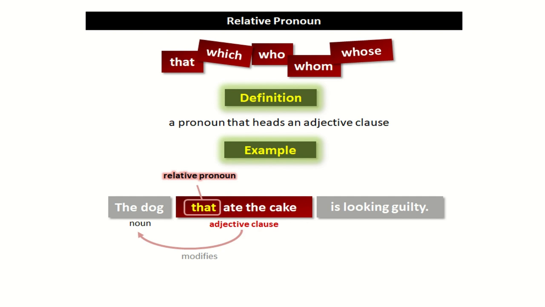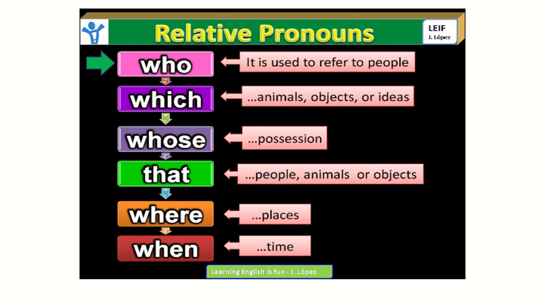The dog that ate the cake is looking guilty. The dog, this is the noun that I want to modify. That ate the cake, this is my relative or adjective clause that modifies the dog. I have a list of relative pronouns.